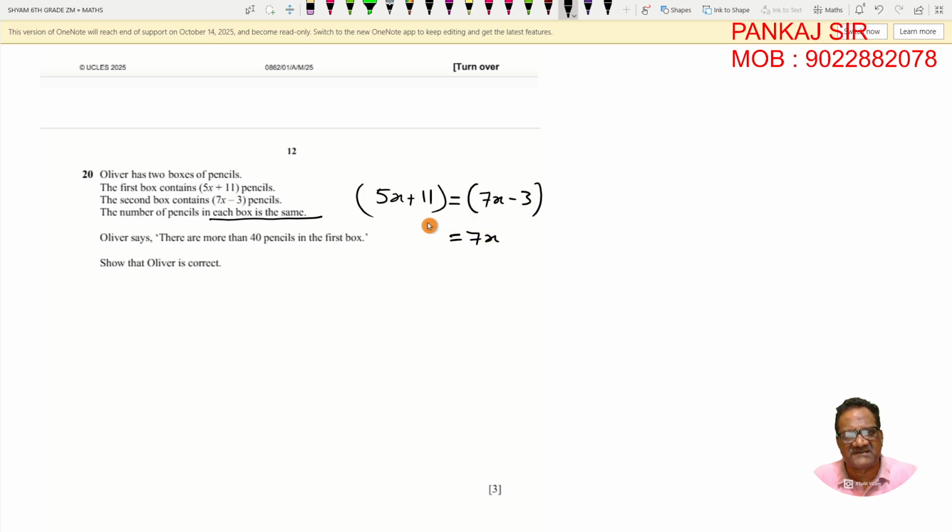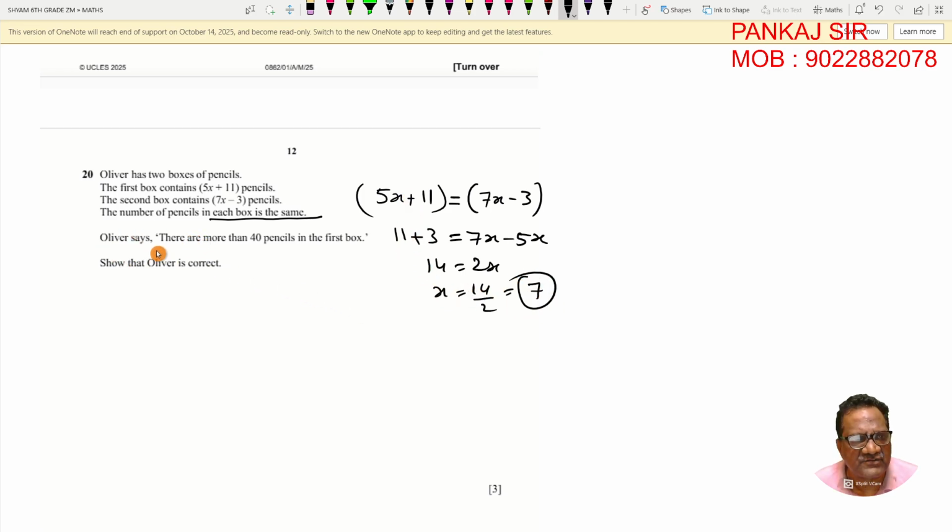Now 7x, this 5x if I bring on this side, it will be minus 5x. This 11, this minus 3 if I bring on this side, it will be plus 3. So this is 14 and this is 2x. So x will be equal to 14 upon 2, which is equal to 7. So I am getting x as 7.